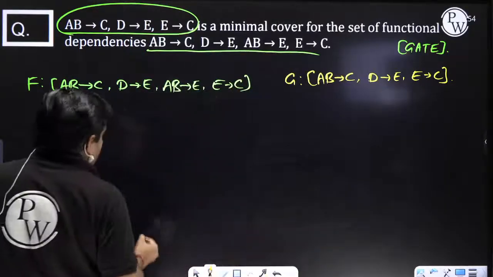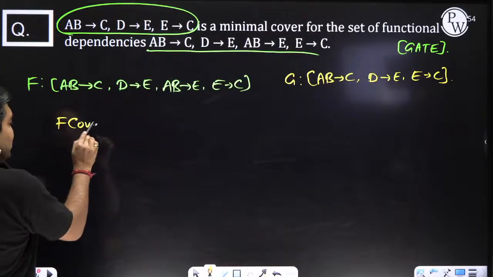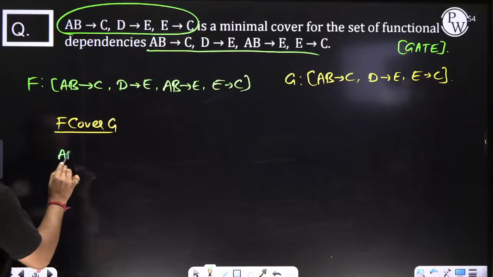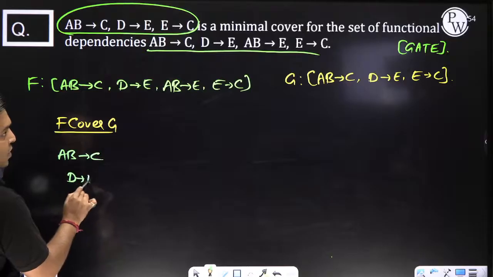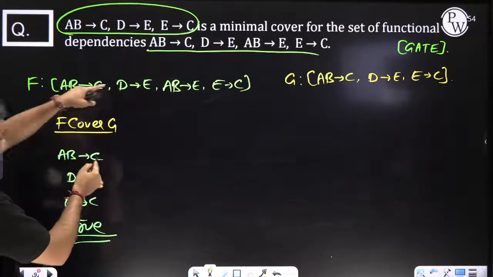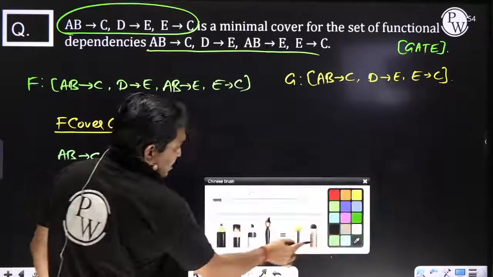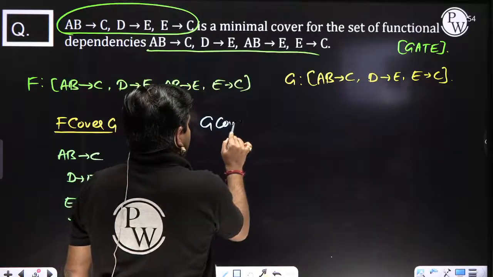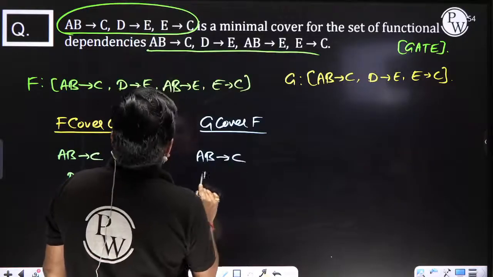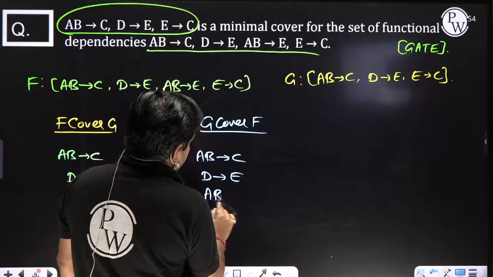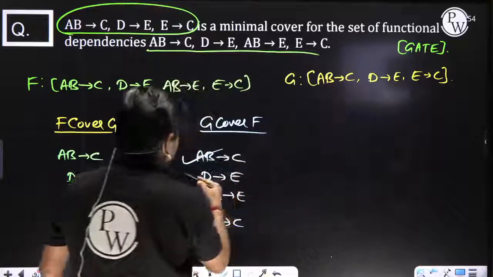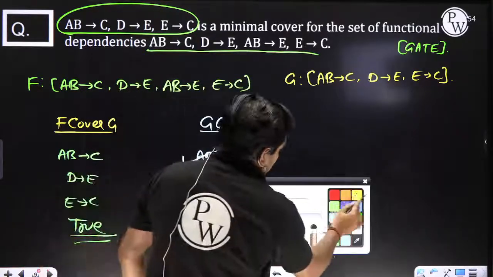Now listen. First of all, we will check F covers G. Write down the G FDs: AB to C, D to E, E to C. Yes, it is true. Sir, why is it true? You can see AB to C, D to E, E to C. Second, check for G covers F. Write down the F FDs: AB to C, D to E, AB to E, and E to C. So directly you can check. Yes, this one covers, this one covers, this one covers. Now check only for AB closure.